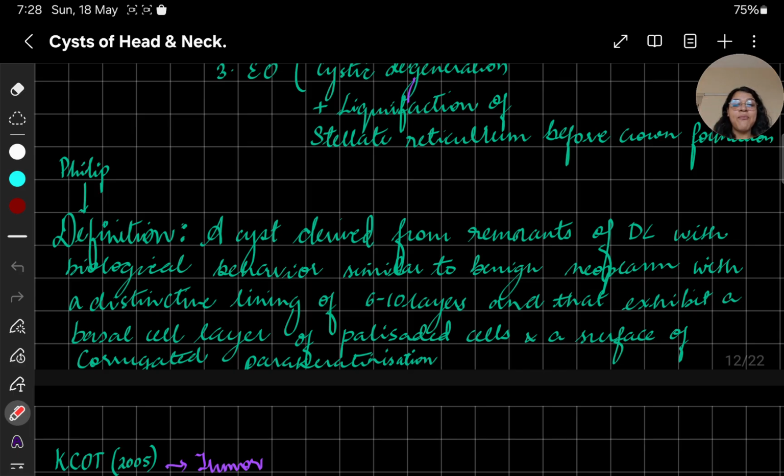Now Philipsen gave us a definition which you have to remember. A cyst derived from remnants of dental lamina, which is the cell rest of Serres, with biological behavior similar to a benign neoplasm. We have learned about benign neoplasms, odontogenic neoplasms, right? With a distinctive lining of 6 to 10 layers that exhibit a basal layer of palisaded cells and a surface of corrugated parakeratin.